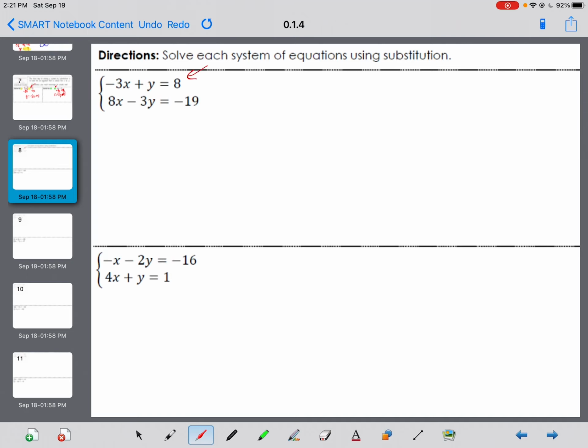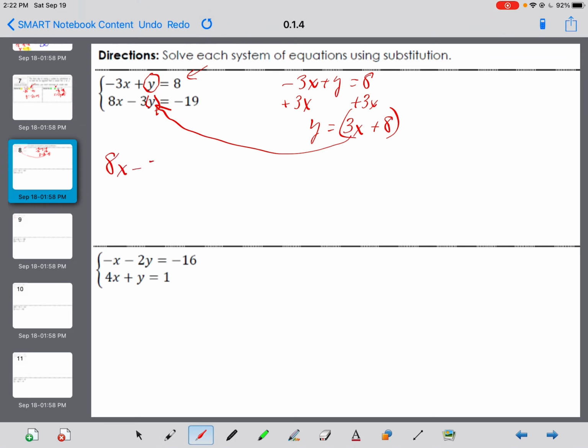I'm going to choose this equation and I'm going to choose to solve for this variable because it's the least amount of work that I have to do. So negative 3x plus y equals 8. Add 3x to both sides. So y equals 3x plus 8. I'm going to take that whole thing and I'm going to plug it in for y in the other equation. You can't plug it back into itself. So this is the one where you got to be a little particular.